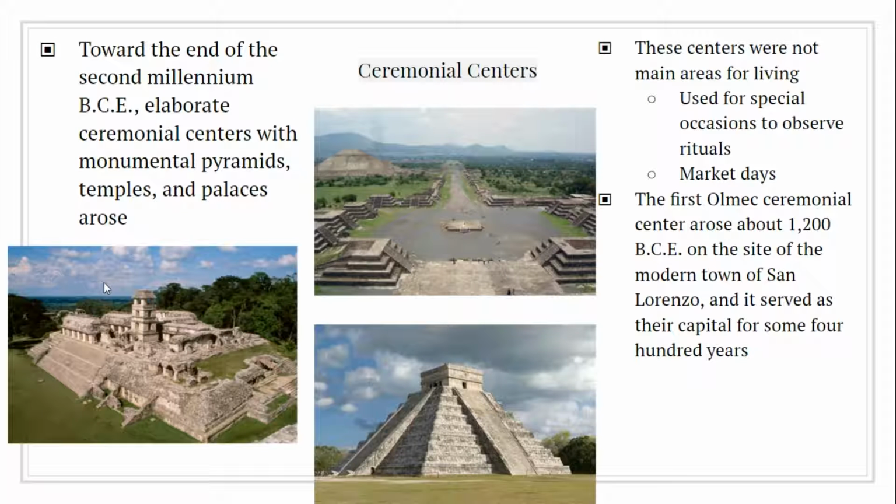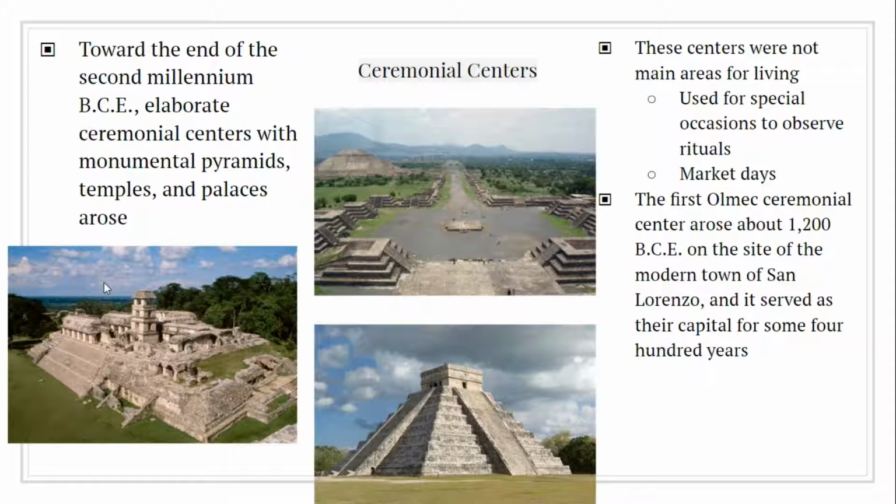So when it comes to any Western civilization, the key component of them are these beautiful ceremonial centers that you see here in front of you. Towards the end of the second millennium BCE, there are these elaborate centers with these ginormous pyramids, very similar, but not exactly the same, very similar to the ancient Egyptians. No, it's not ancient aliens. They also had temples and beautiful big palaces. But these ceremonial centers were not the main areas for living. They were used for special occasions, for example, to observe some sort of ritual, or perhaps to go to the centers for market, right, to buy and sell various goods. But most of the population did not live in these centers.